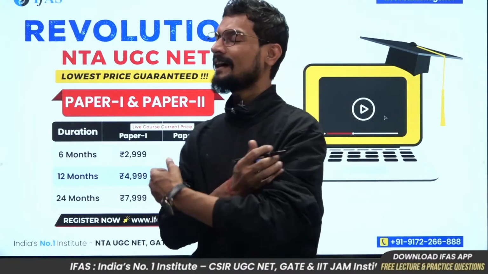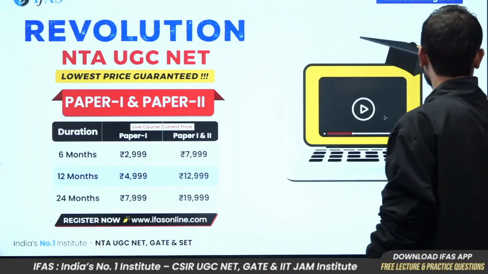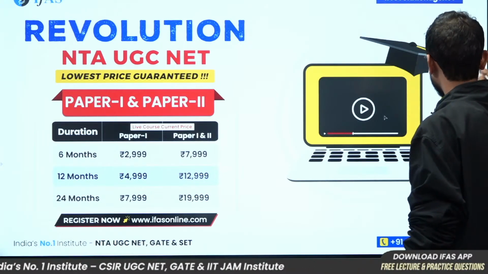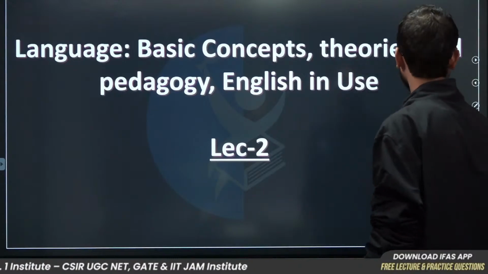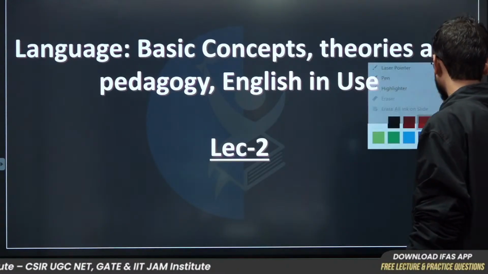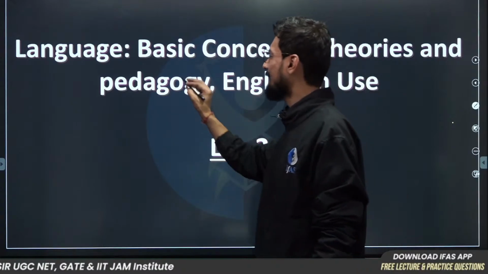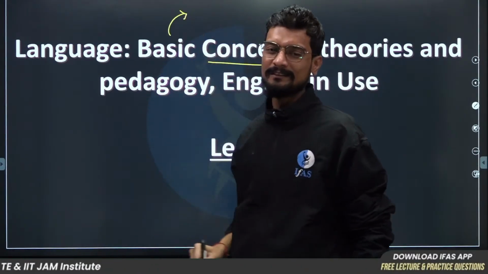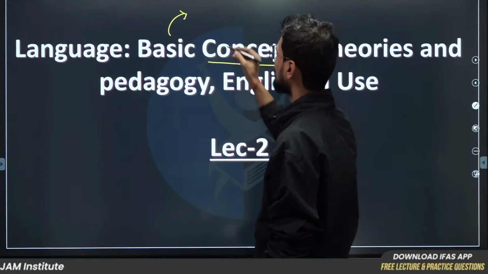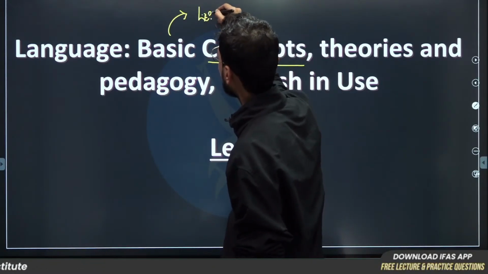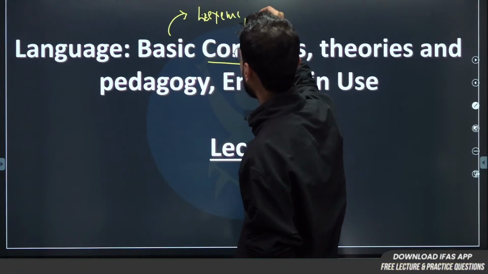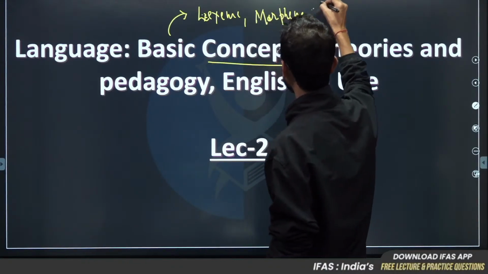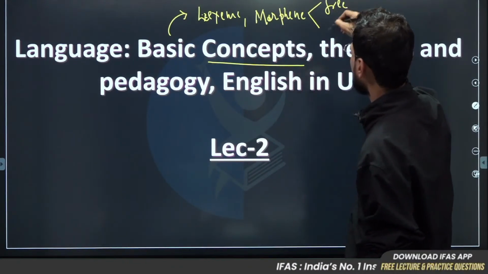So in the last class we talked about this topic, what is language, the concept of language, the basics. And when we talked about the basics, we tried to summarize what is a lexeme, what is a morpheme, and how there are two kinds of morpheme, that is free morpheme and bound morpheme.